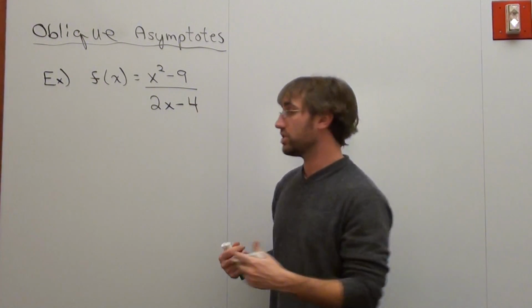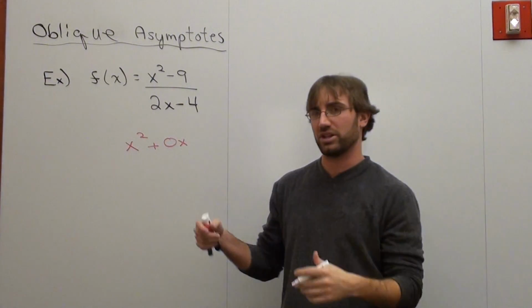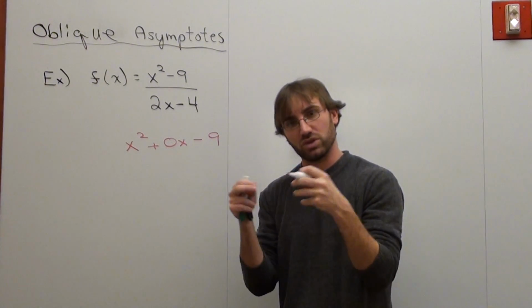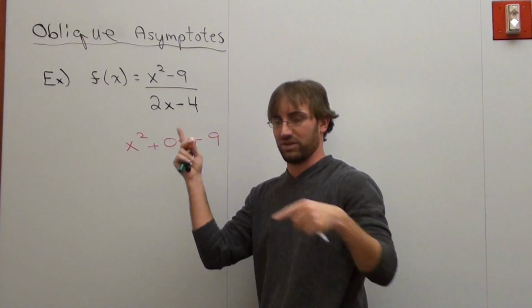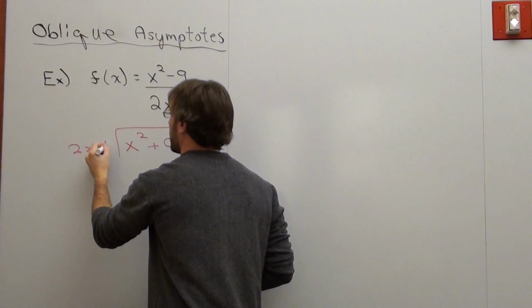When I do long division though, I've got to account for every term, just as a placeholder. It's x squared minus 9. Well, put a 0x in between if there's no term between the x squared and the 9, because you want to make sure that you're dividing everything correctly. And that's all divided by 2x subtracted by 4.